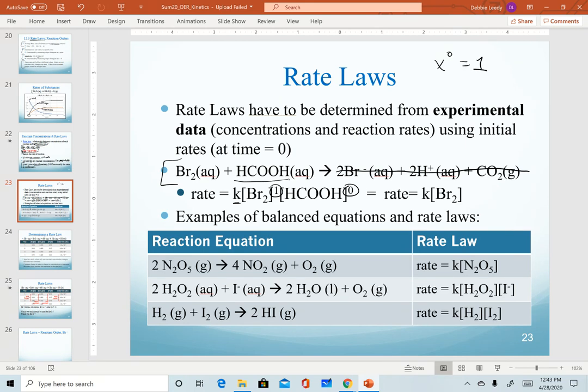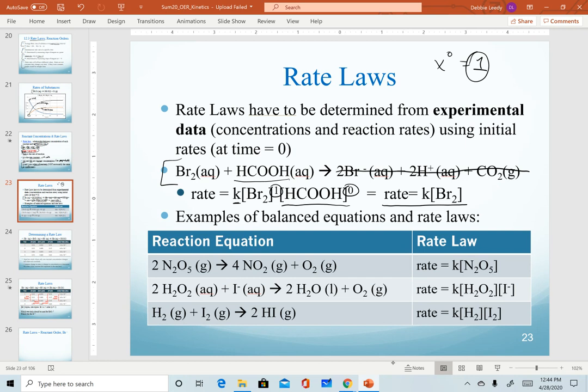And so this rate law could also be written just like this, where the rate equals my rate constant times the concentration of bromine. Recognize that a 1 here is optional. It does not need to be included. It is implied to be a 1. And again, I could completely leave formic acid out of this because raising it to the zero power makes it just the value of 1.